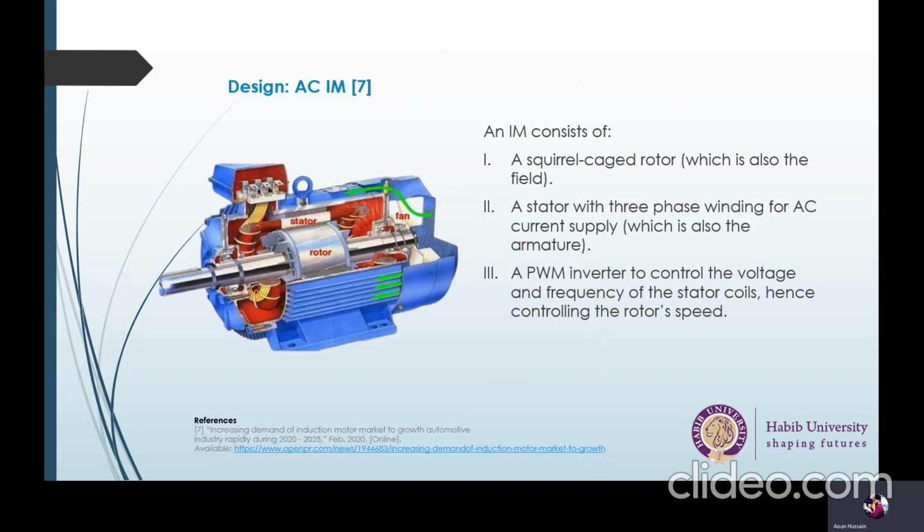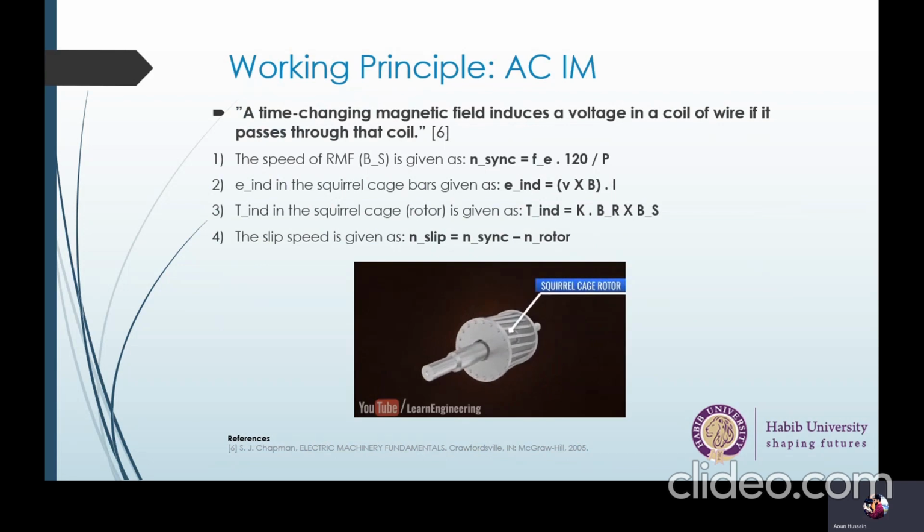An AC induction motor consists of a squirrel cage rotor which is rotating, and which is also the field, and the stator which has a 3-phase AC winding, which is also stationary and is also called the armature of this motor. It consists of a PWM inverter to control the voltage and frequency of the stator coils, hence controlling the rotor's speed. It works on the working principle.